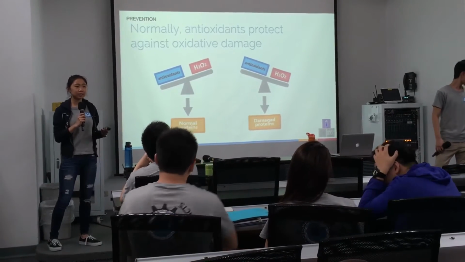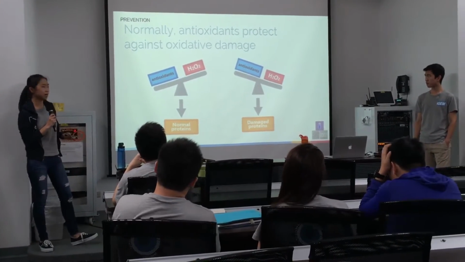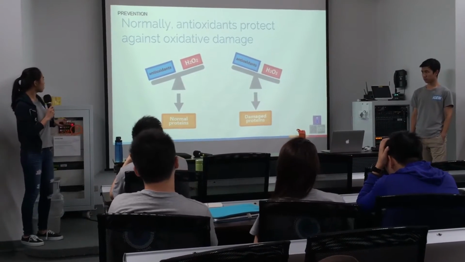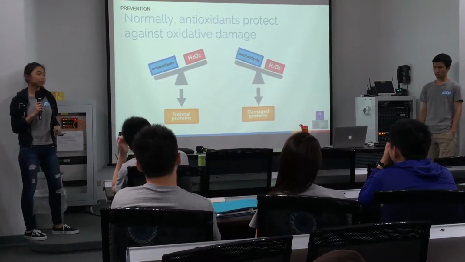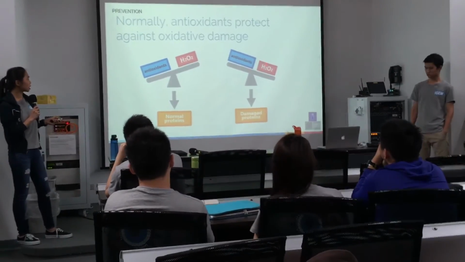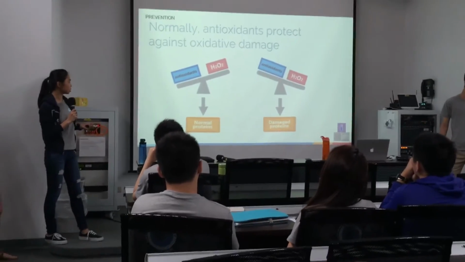Antioxidants provide a defense system against this oxidative damage by detoxifying hydrogen peroxide. So, when we have more antioxidants than hydrogen peroxide, the proteins can still function normally. However, when hydrogen peroxide overwhelms the antioxidant defense system, it leads to protein damage.